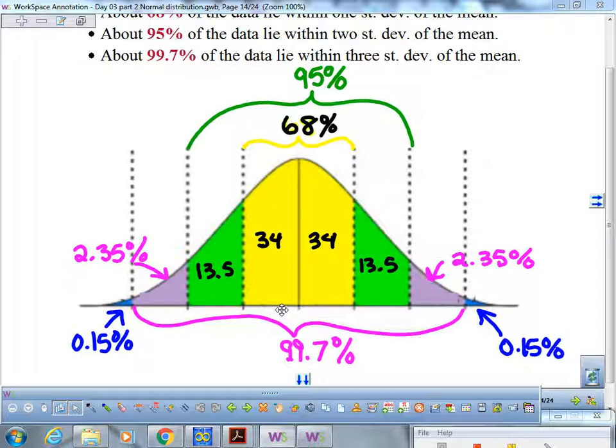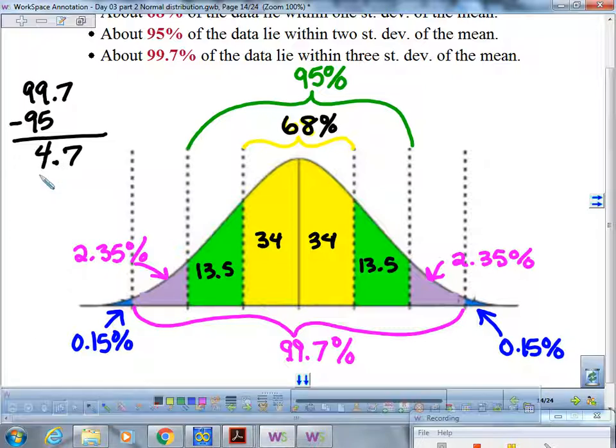But when we have a normal distribution, Sandra, put it away. When you have a normal distribution, within one standard deviation I've got 68, within 2 I've got 95, and within 3 I have 99.7. So where do I get these numbers here? Well, I take my 95 and I subtract it from 99.7. 99.7 minus 95 is going to give me 0.7, right? And then 9 minus 5 is 4, so 4.7.